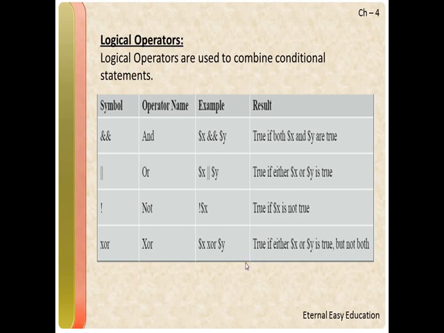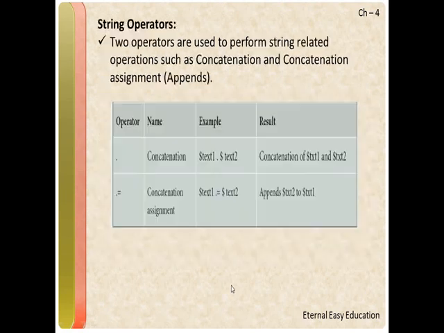So logical operators are used to combine conditional statements. String operators: two operators are used to perform string related operations such as concatenation and concatenation assignment. One is dot, that is used to concatenate. Another one is dot equal, concatenation with assignment. We'll see the difference with the example.